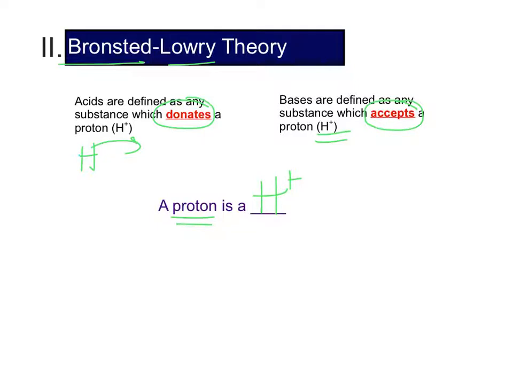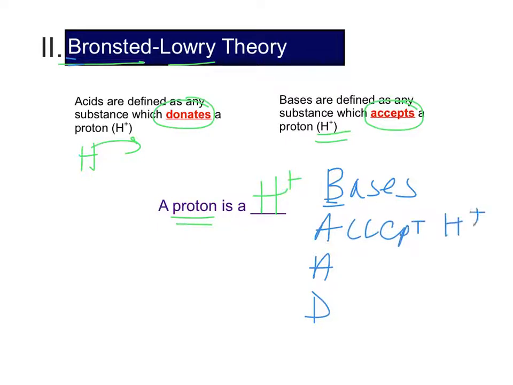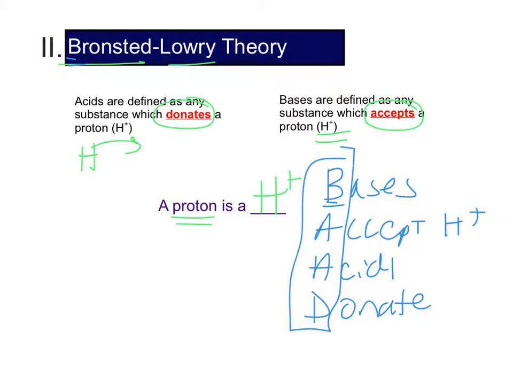I also have a bad acronym, and Bronsted starts with the B. Here's a recap: bases accept, acids donate, because it can be easy to flip those. So here's a little mnemonic that can maybe help you. Bronsted-Lowry had a bad acronym.